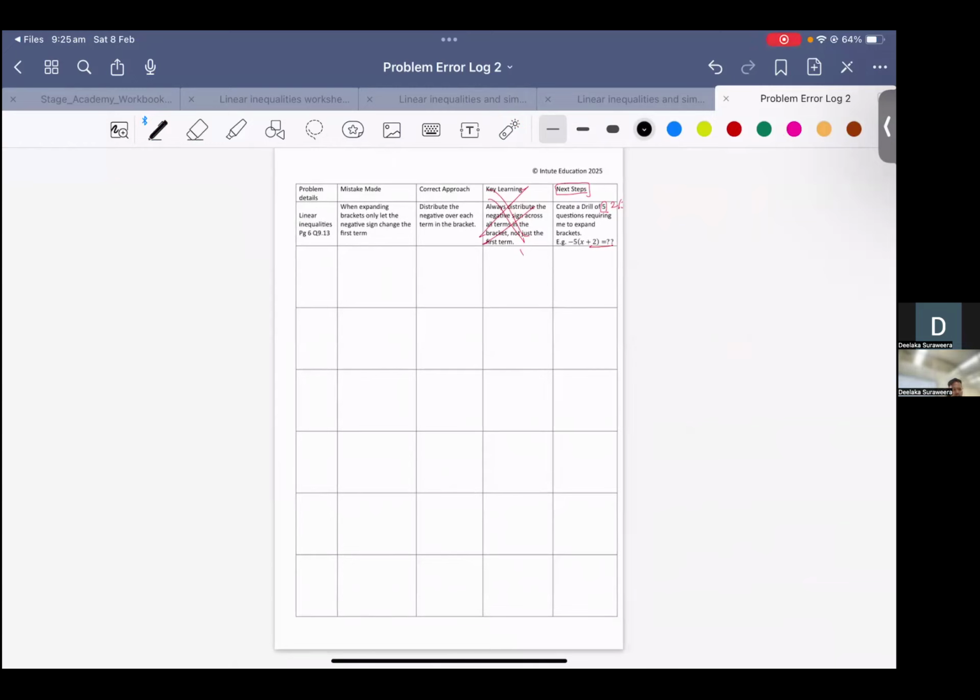Let me actually share the document. Where is it? Did I not send it on Discord? I didn't.